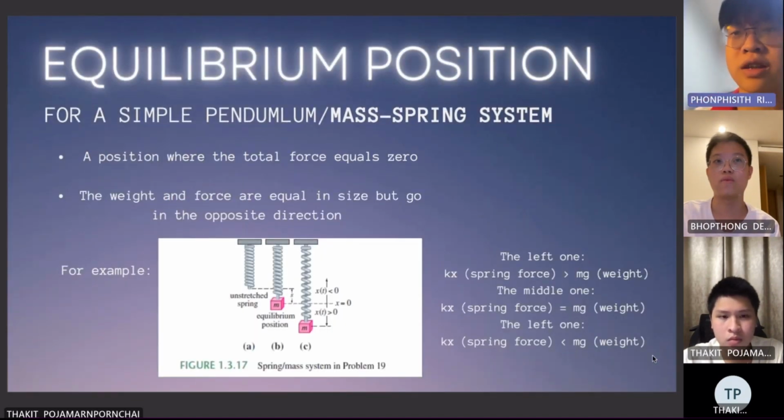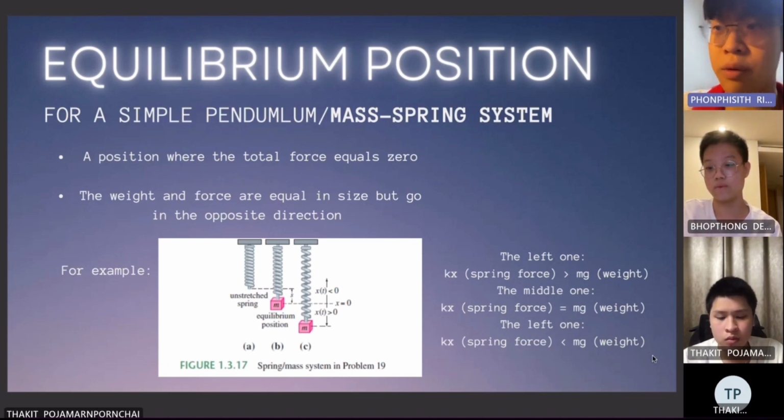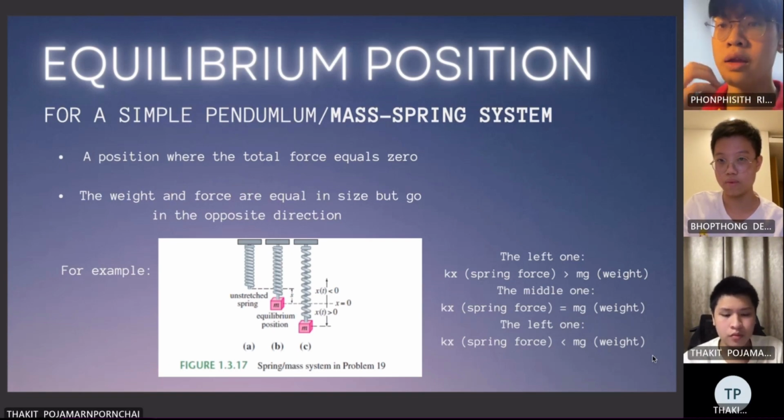Next, the equilibrium position for a simple pendulum or mass spring system. In this slide, I'll be showing an example of a mass spring system. What is equilibrium position? Equilibrium position is a position where the total force is equal to 0. The weight and the spring force are equal in size, but they go in opposite directions.